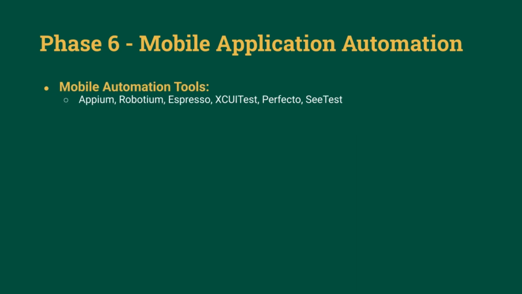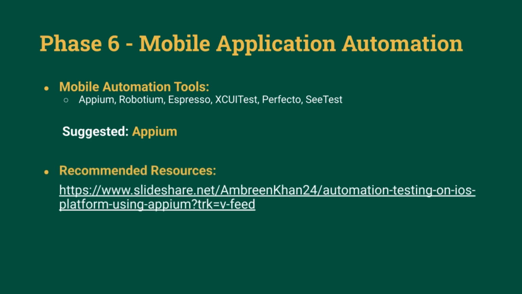Some of the commonly used tools for mobile automation are Appium, Robotium, Espresso, XCUITest, Perfecto, and SeeTest. I would suggest starting your learning by exploring Appium, which is an open-source automation framework for use with native, hybrid, and mobile web apps. If you want to understand the concepts behind mobile automation for iOS devices, I would suggest checking out our SlideShare presentation named Mobile App Automation on iOS platform.